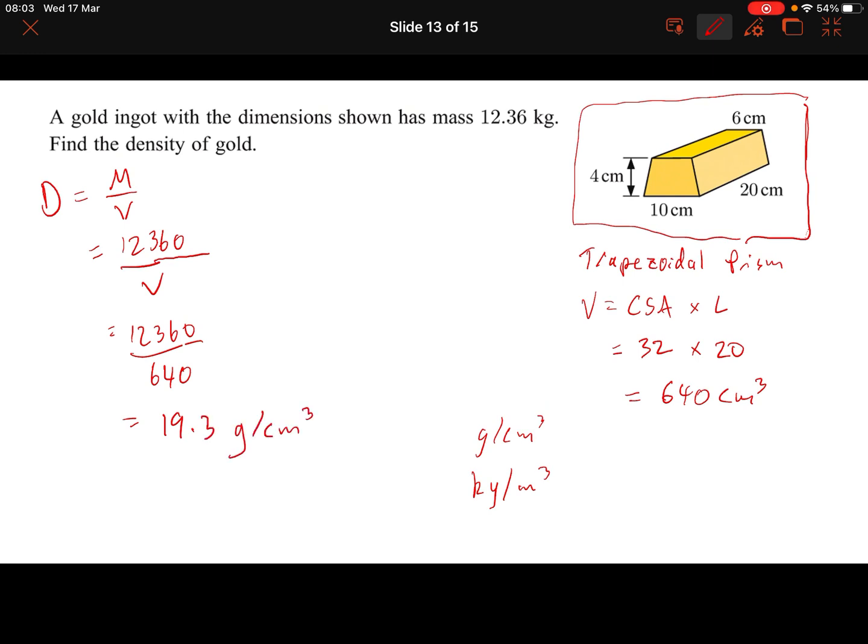And that is close to the real answer, the density of gold. You can Google it if you like and look at what the actual density of gold is. It's about 19.3 grams per centimetre cubed. So please make sure you don't mix up units here. You get kilograms and centimetres cubed. We don't do that. It's grams per centimetre cubed or kilograms per metre cubed.